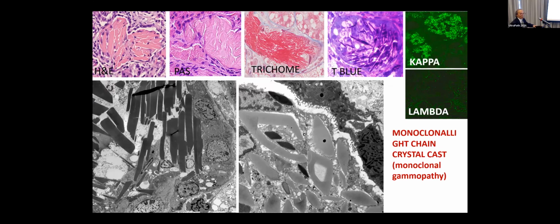Now, there are some variants of monoclonal cast, and there are 3 variants of them, and let me show each of them. One of them is the crystalloid cast formation. You can see them right here, and that is typical morphology. Trichrome stain looks like that, silver looks like that, and very strong monoclonality.